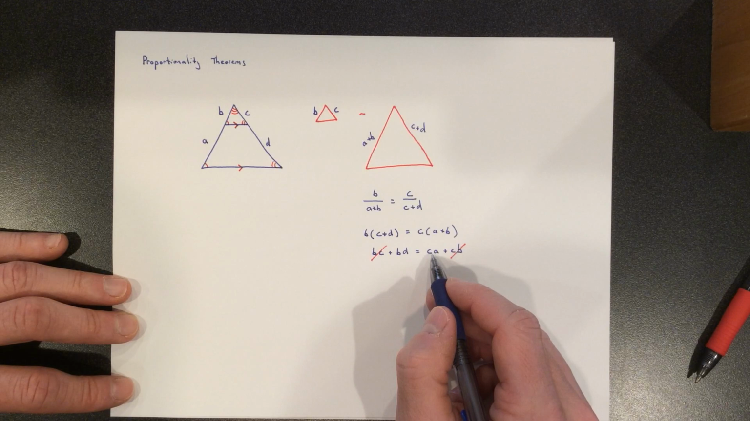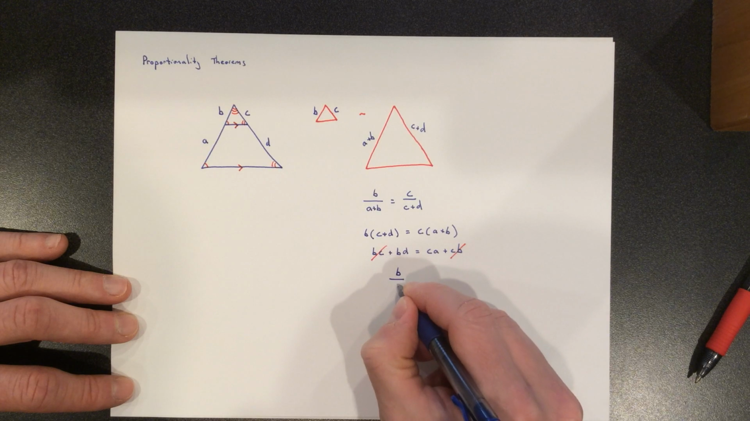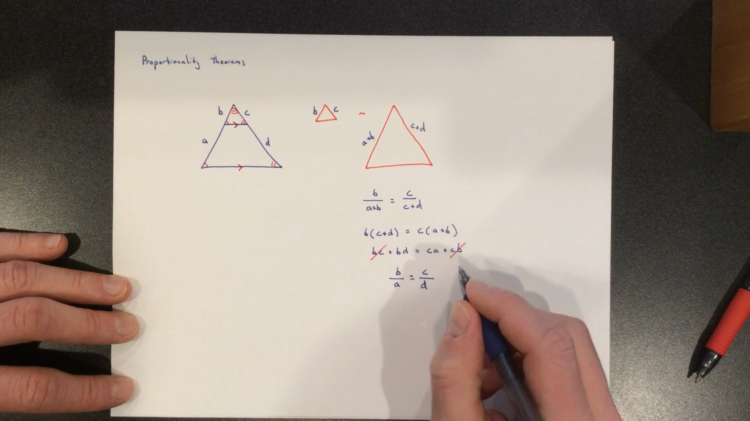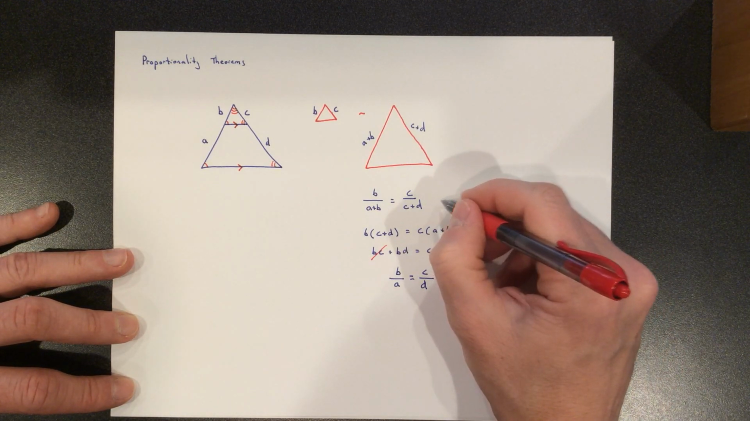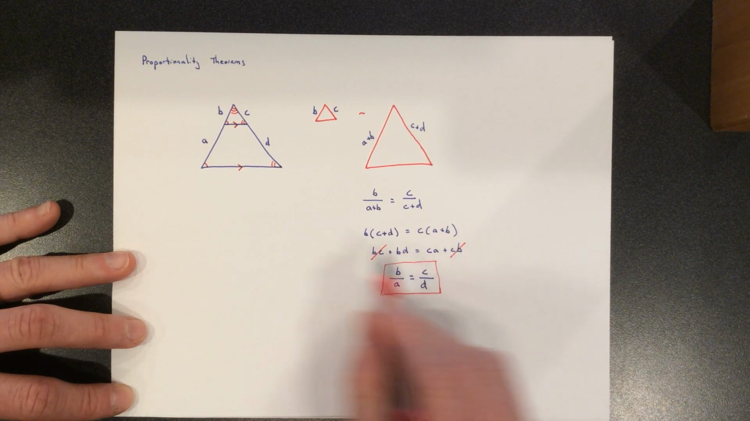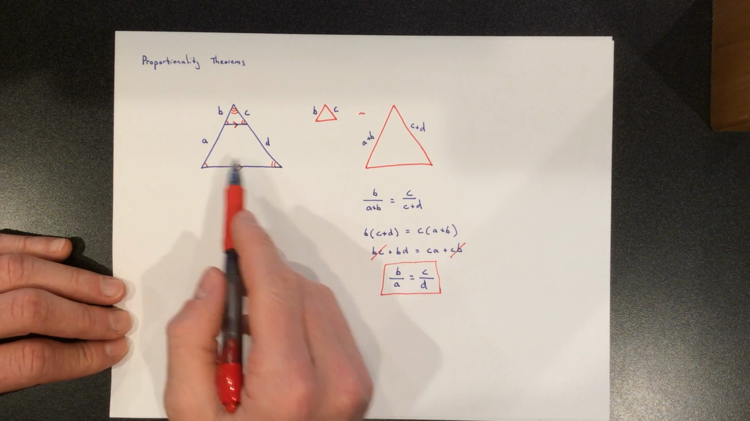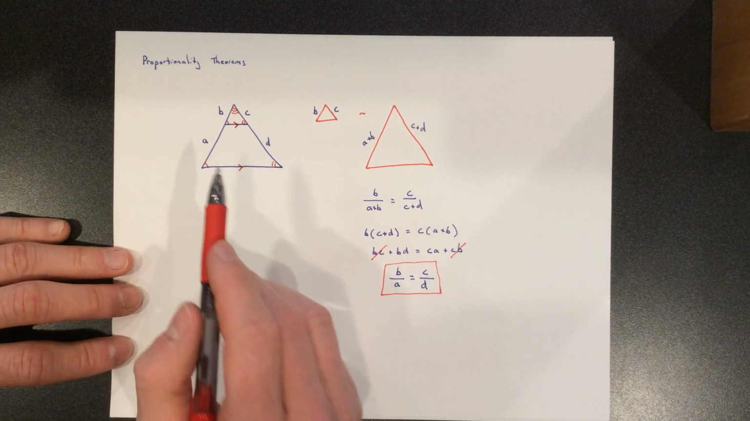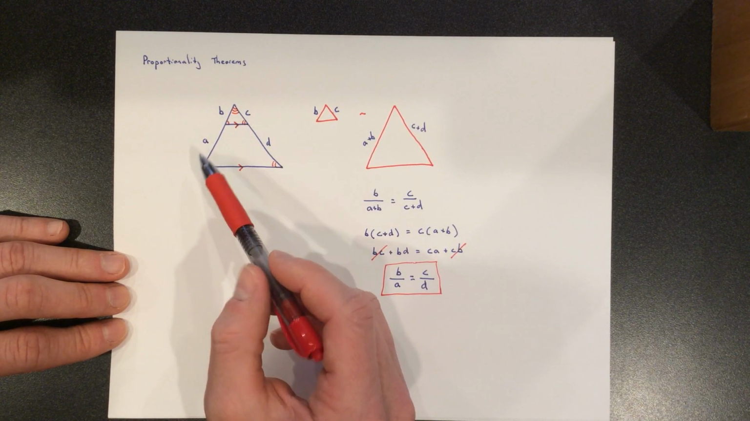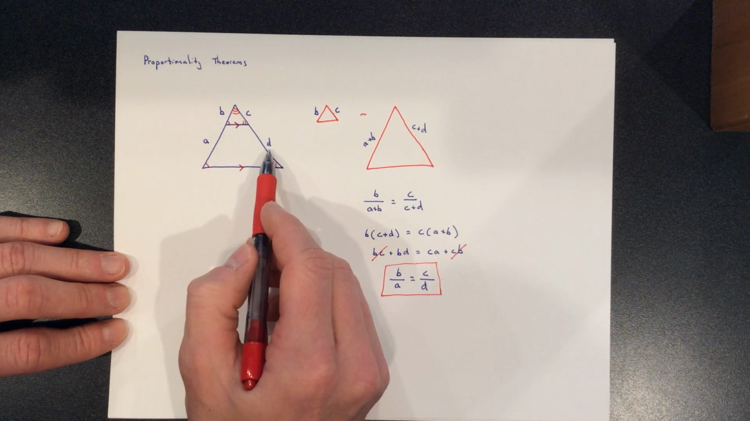And what I can do is I can divide this side by A, and I can divide this side by D, and I can get this. And this is saying that the triangles are similar, and this guy is saying the proportionality theorem. The proportionality theorem is derived from similar triangles. The proportionality theorem says that any parallel line will proportionally divide each of the sides. So B is to A as C is to D.